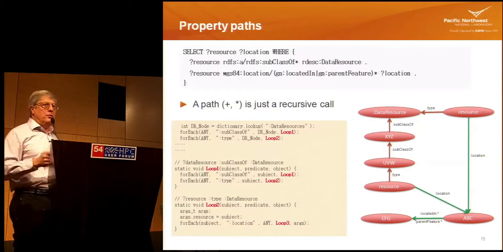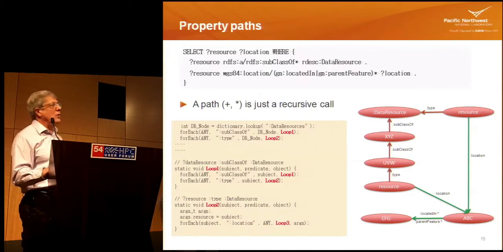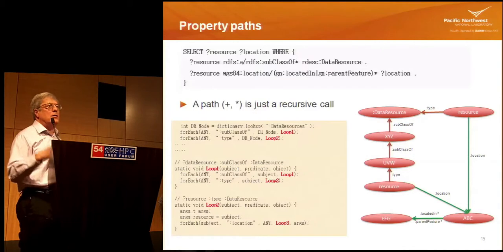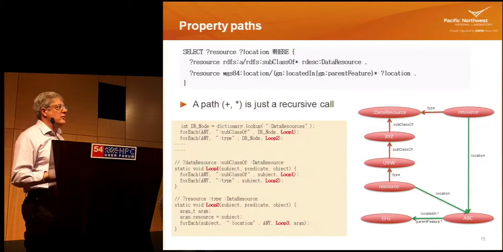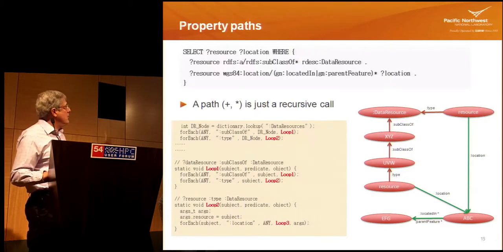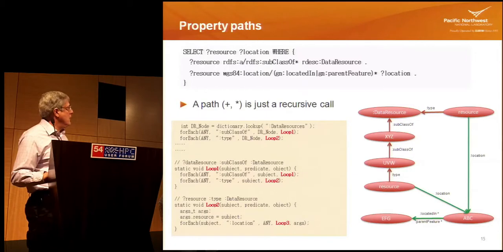We support two sort of novelties that other graph engines don't. One is property paths. SPARQL 1.1 has this star and plus notation in order to follow a number of links in succession of a particular type. I've got an example there on the right from a DOE problem in which I start at the data resource node, and then I want to follow the subclass type down to the actual resource.